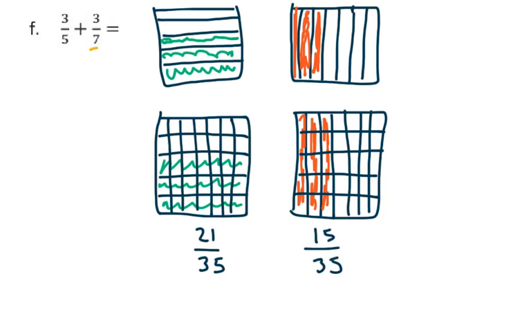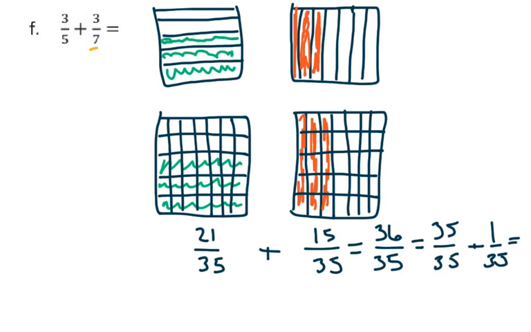So now I have 21/35, and I'm adding 15/35, which gives me an answer of 36/35. And the numerator is larger than the denominator of 35. So the students would see it as 35/35 plus 1/35, and that is going to be equal to 1 and 1/35. So their answer up here for 3/5 plus 3/7 would be 1 and 1/35.